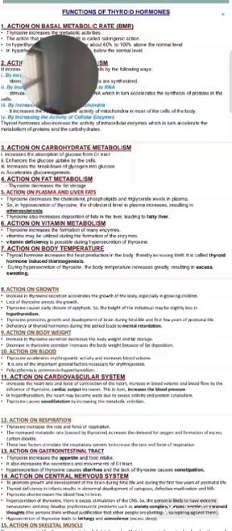Next, action on body temperature. Thyroid hormone increases the heat production in the body, thereby increasing the basal metabolic rate. Thereby, it is termed thyroid hormone-induced thermogenesis. During hypersecretion of thyroxine, the body temperature increases greatly, which results in excessive sweating.